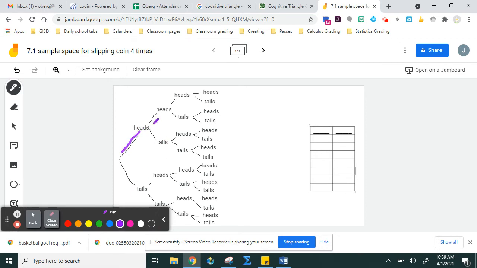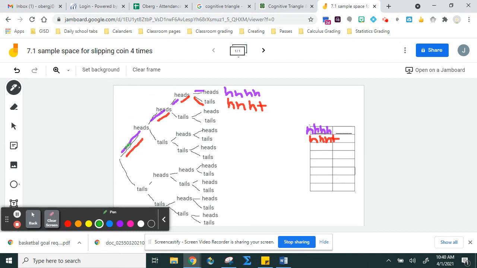So one time I get a head, a head, a head, and then a head. So over here on my sample space, I have heads, heads, heads, heads. So that's this line right here, heads, heads, heads, heads. Okay. So I go heads, heads, heads, tails. So this line would be heads, heads, heads, tails, and I would just write that over here in my sample space. Heads, heads, heads, and I don't have enough space. We'll put the T right there.